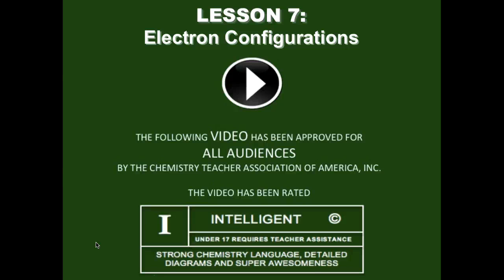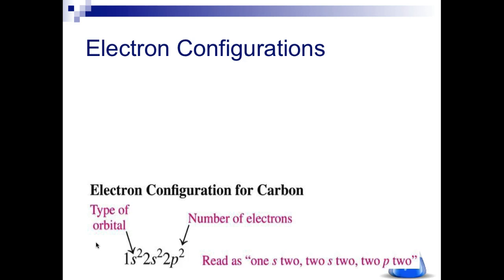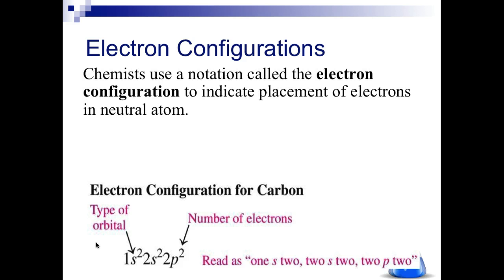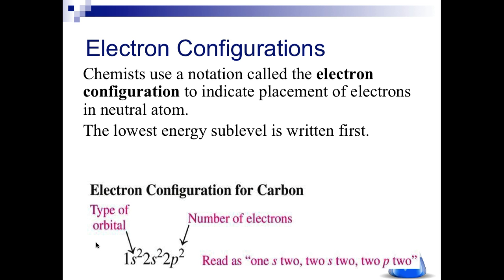Alright guys, let's look at lesson 7, which is electron configurations. So what are electron configurations? Electron configurations are notations that indicate placement of electrons in a neutral atom. They build off of the orbital diagram that we talked about in the previous unit.